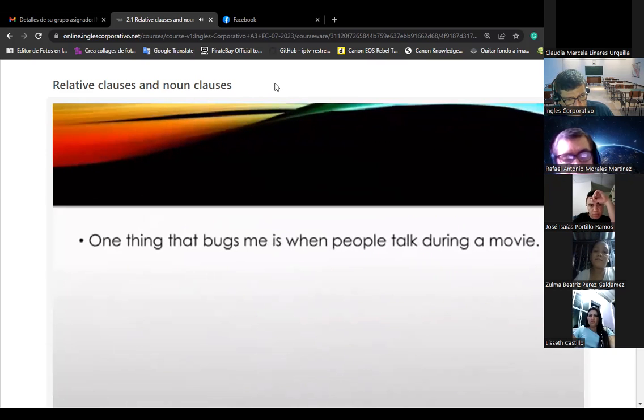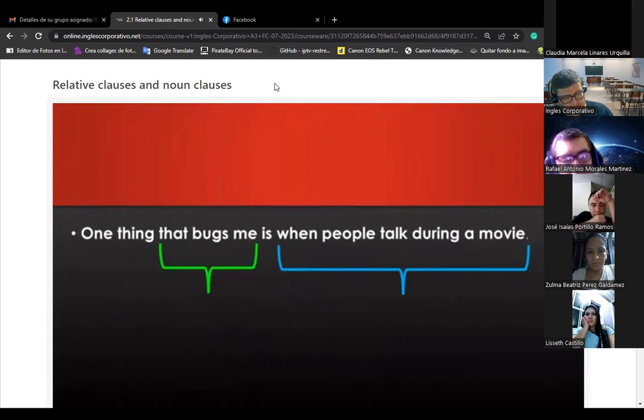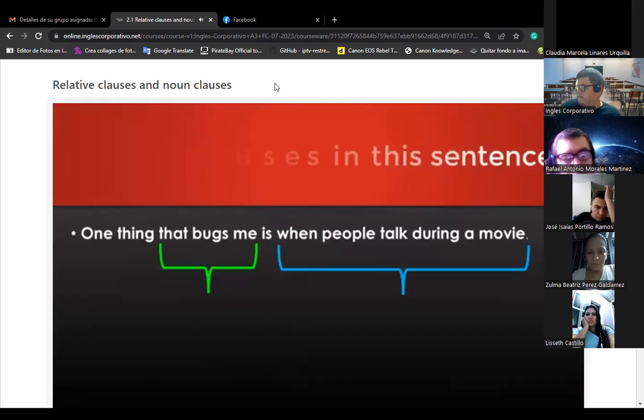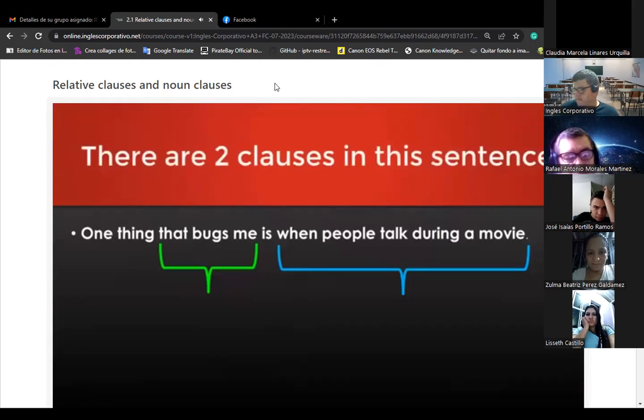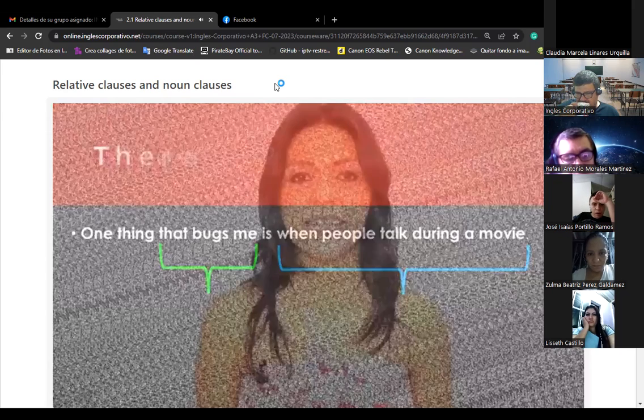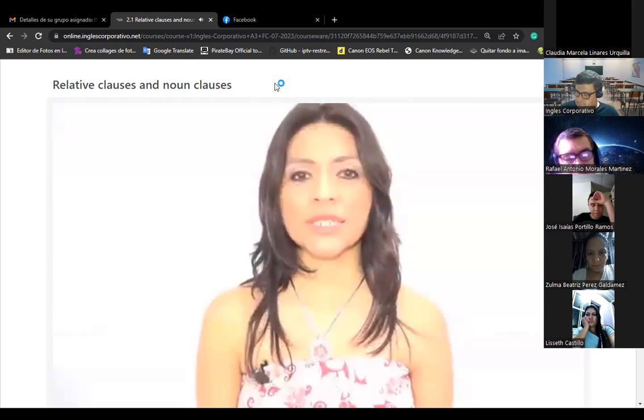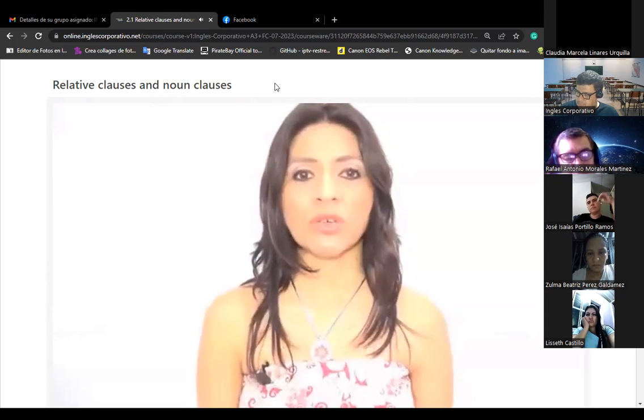Read this sentence with me. One thing that bugs me is when people talk during a movie. Let's work with this sentence. There are two clauses in this sentence. That bugs me is a relative clause. And when people talk during a movie is a noun clause. Now type examples using relative clauses in the subject and in the object of a sentence.